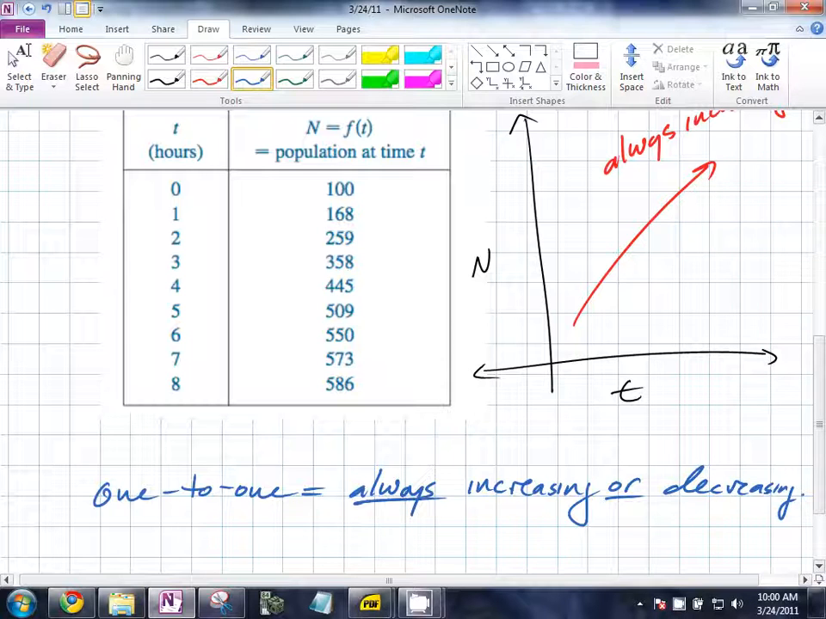A constant function is either increasing or decreasing? Can a 1-to-1 function be constant? No, it has to always be increasing or decreasing. Why? Well, let's just take a look at that.